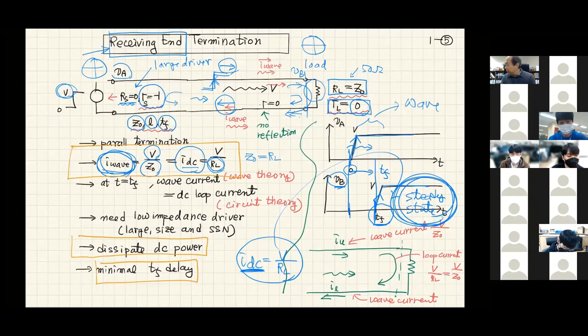준영이가 한번 설명해 볼래요? 네, 교수님. 조금 어려운 물리적인 현상까지 들어왔는데 한번 준영이가 설명해 보세요.